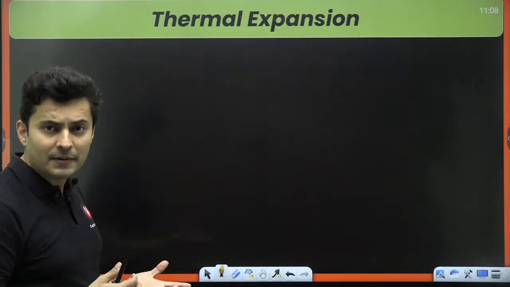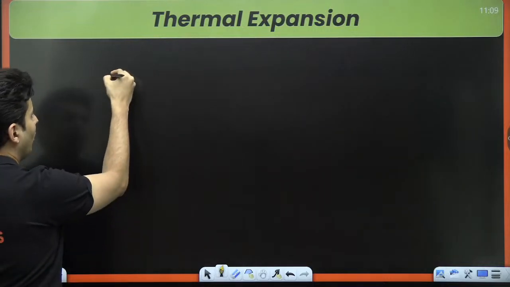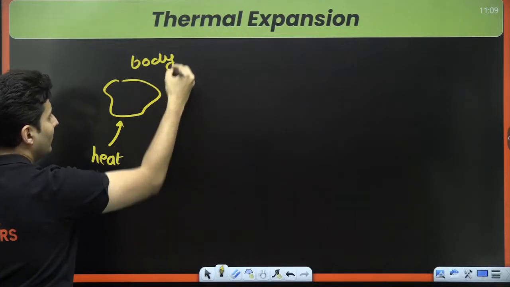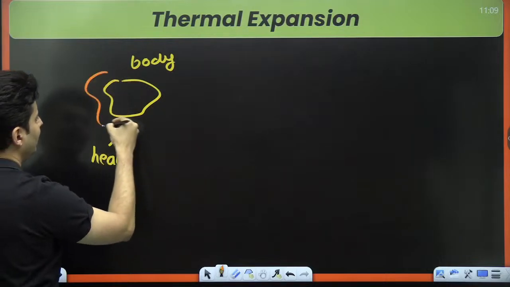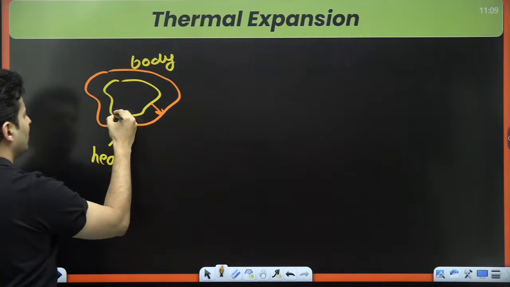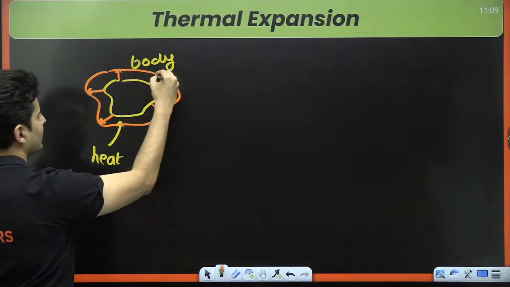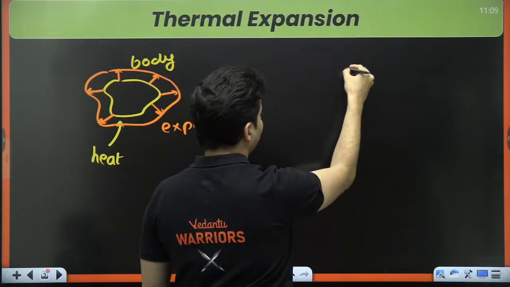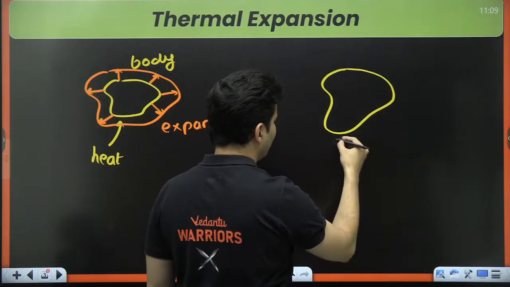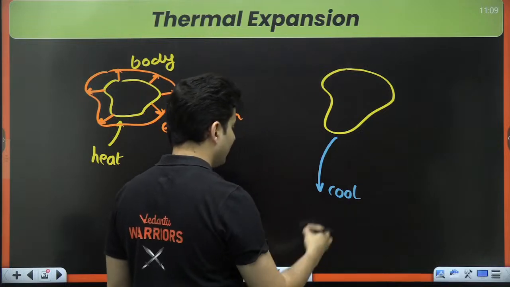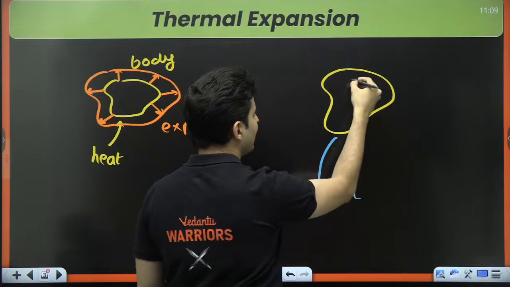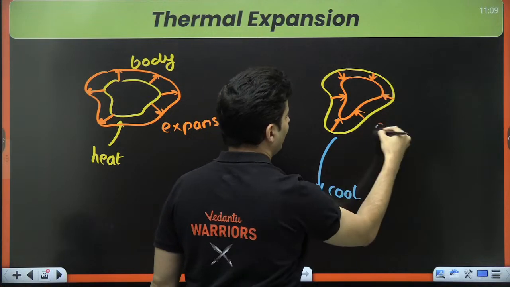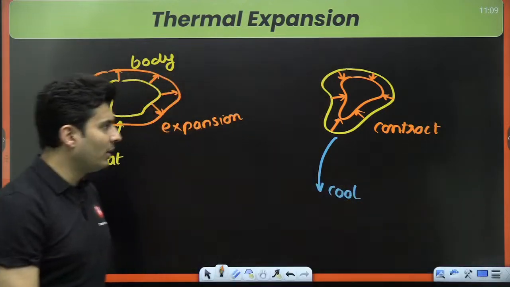When we talk about thermal expansion, see, any body, when you heat it, you will see that that particular body will expand because the molecules need more energy. So the body expands like this. And similarly, if you take away the heat from it, you cool it, then you will see that the same body will contract. This is the phenomenon of thermal expansion.